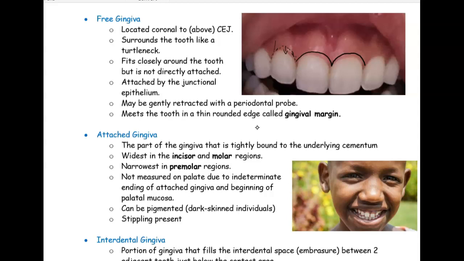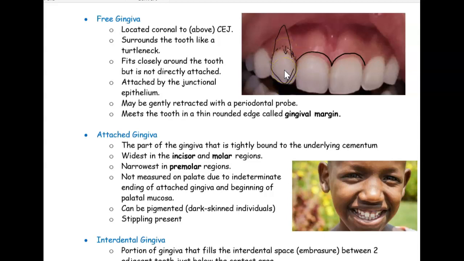So imagine this is the root, this is your CEJ, and then this over here is your enamel. So your gum is located coronal, or towards the crown, or above the CEJ. And it's kind of hugging it like a turtleneck. That's what that means here. And I can probe in this area and it'll be free. The probe will let me go into the sulcus.